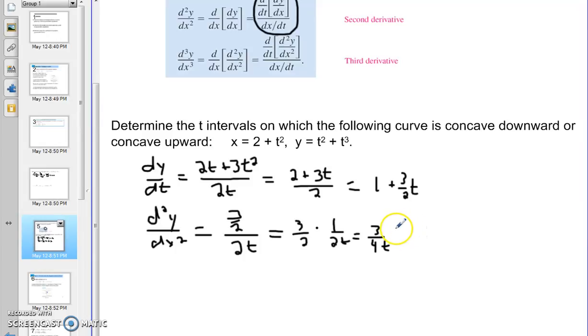Alright, when is this concave up and when is it concave down? So it's concave up, of course, when t is greater than 0, and concave down when t is less than 0. Alright, so far so good.